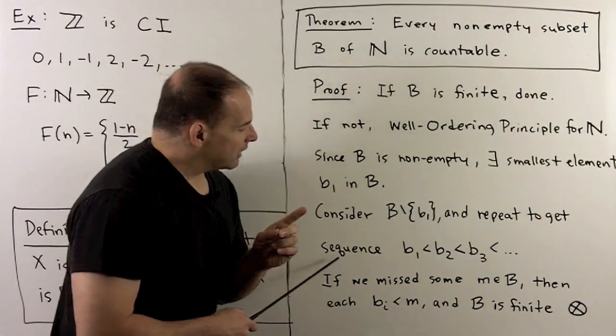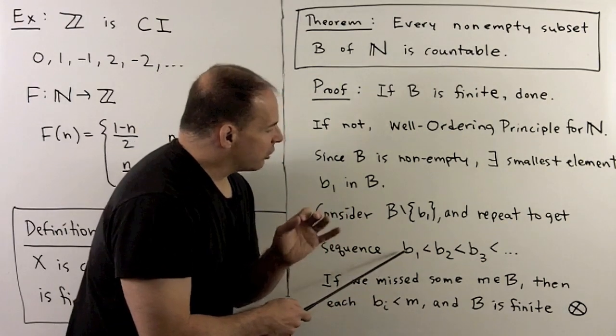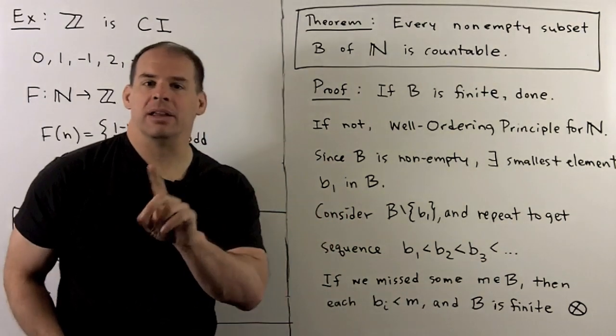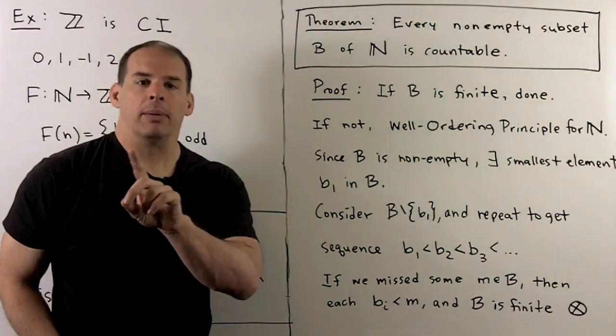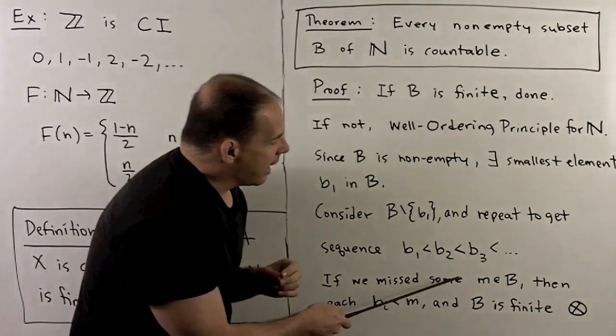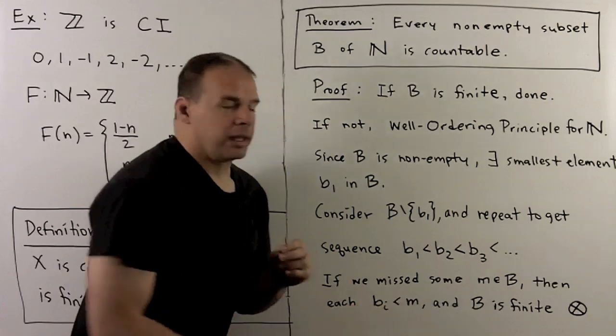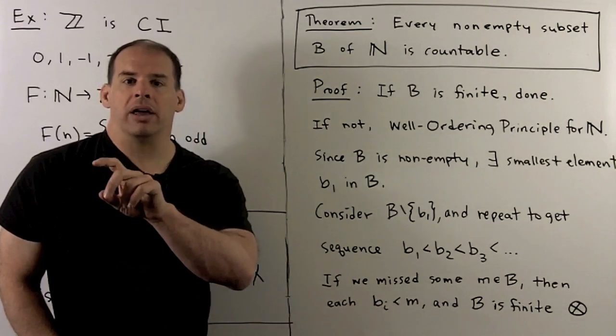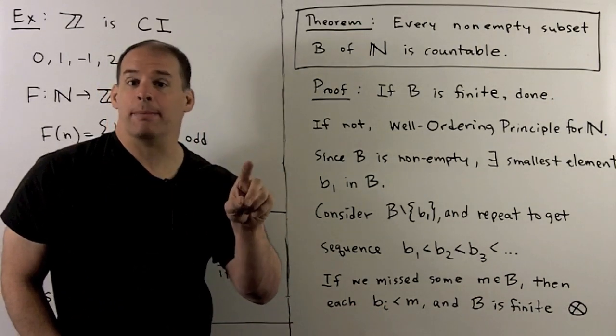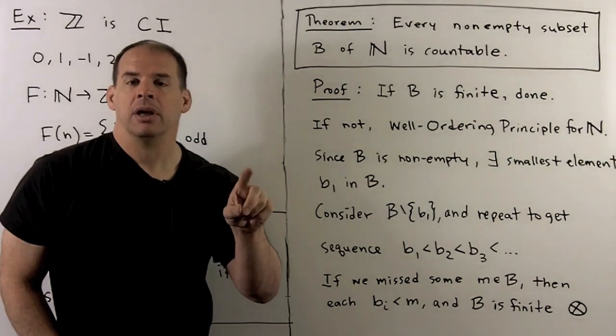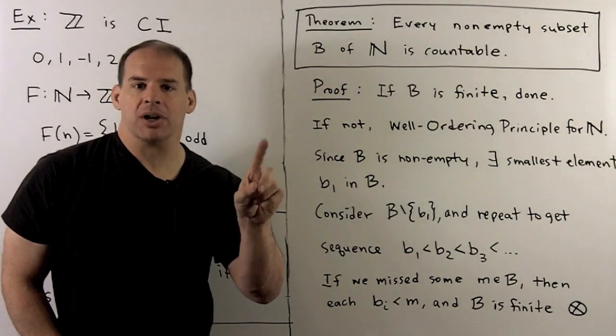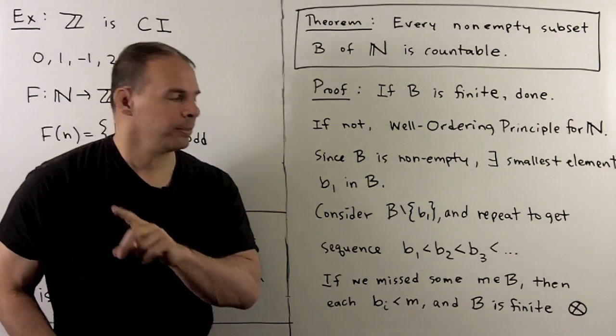So what we have to ask is, when I generate this list, do we get every element in the set B? Well, if I miss some m that's in B, how do we get to m? I start at 1 and apply the successor function m minus 1 times. So we can apply the predecessor function m minus 1 times to get back to 1.